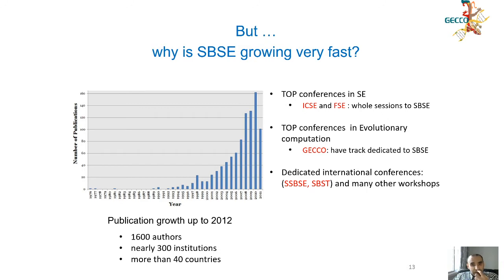And today we find dedicated tracks in the top conferences like ICSE or FSE, or also in top conferences in evolutionary computation like GECCO. There is a dedicated track for SBSE. There are also some dedicated international conferences or symposiums like SSBSE or SBST. We find also several publications in the top journals like TSE and TOSEM in recent years.